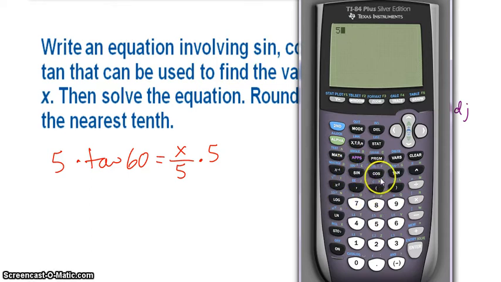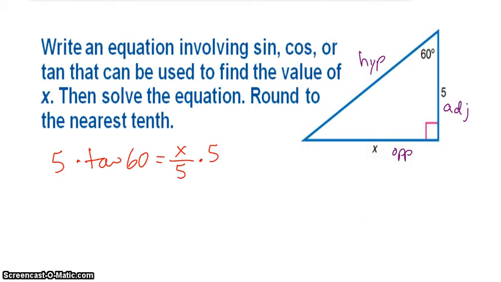So I want 5 times the tangent of 60, which I get 8.66. Round to the nearest tenth, 8.7. The reason I know that is reasonable versus if you were still in radians, you get like 1.6. This is a larger angle than this one is, so I know my answer has to be bigger than 5.